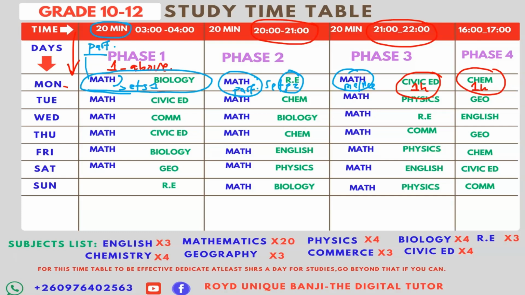For mathematics, I've said 20 minutes is enough. You can go 30 minutes. If you want, you can go an hour. Then in the fourth session, you can still do mathematics, then you start a subject. So that is how this timetable is designed.